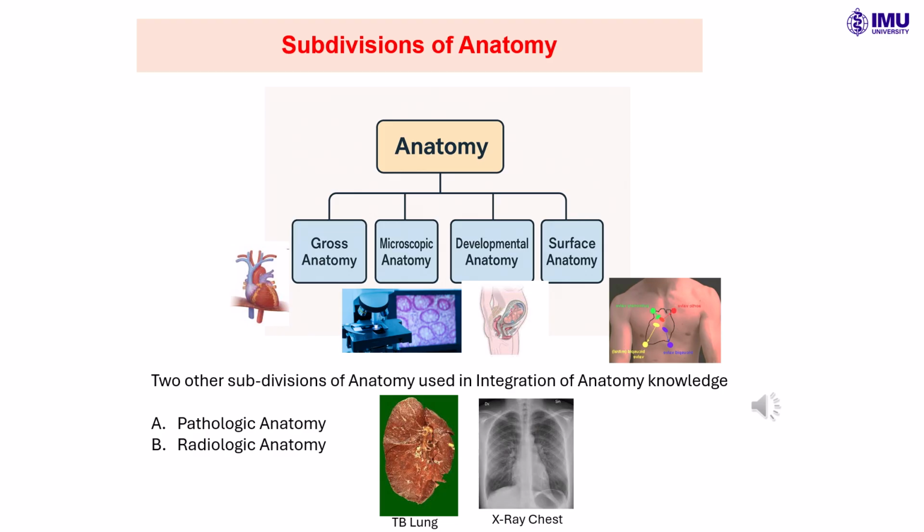4. Surface anatomy, reading the body from the outside, studying what you can see and feel on the outside of the body to guess what's happening underneath. For example, when you put the flat of your hand over the chest, you can feel the pulsations of the heart, which is called the apex beat.